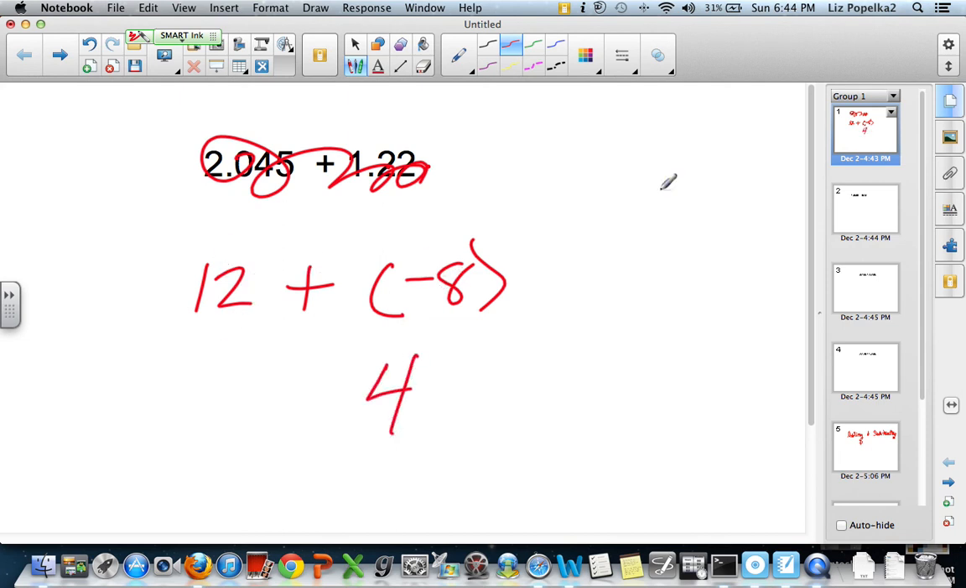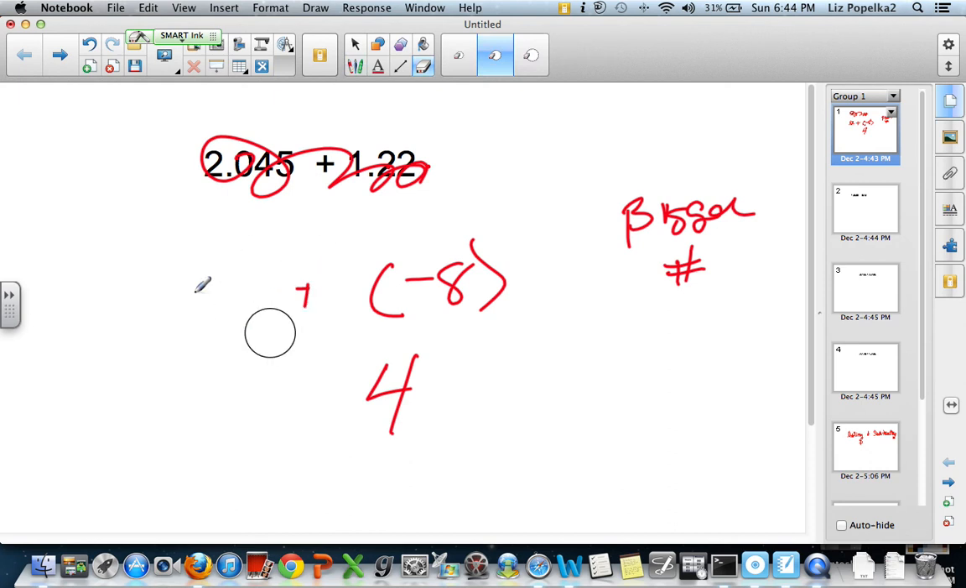Now, what I don't like about the lyrics to that song is that it says, take the sign of the bigger number. And I'll tell you why in just a second. Now, this time, it does so happen that 12 is the bigger number. So now it'll be exact. Okay, so there we go. It's a positive 4.